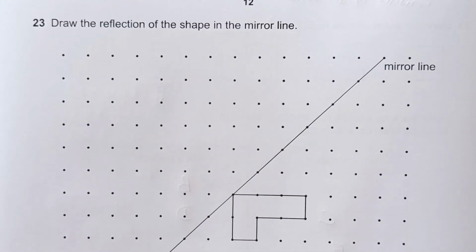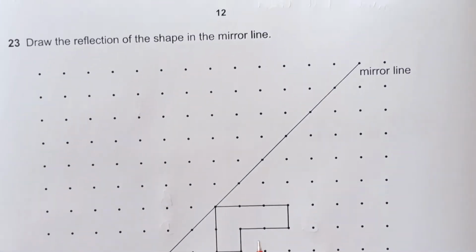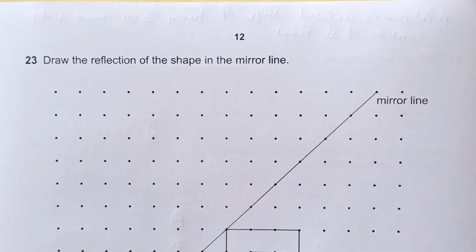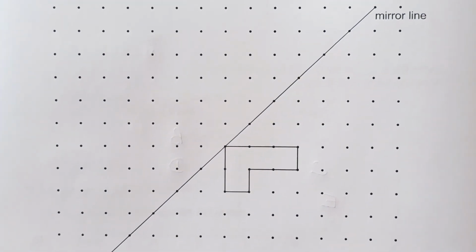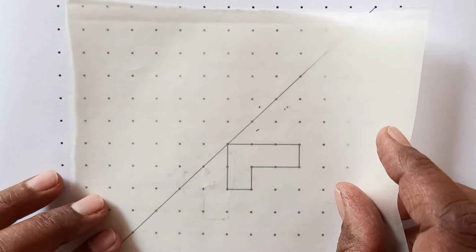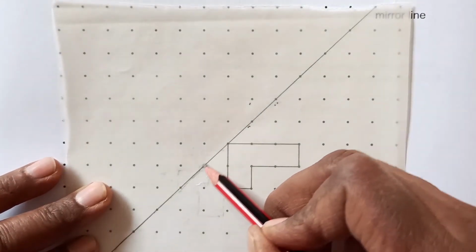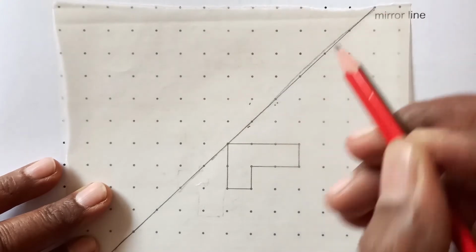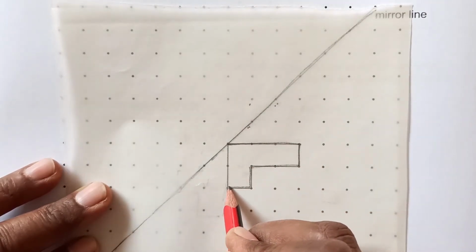Number 23. Draw the reflection of the shape in the mirror line. This is the mirror line, and we are going to reflect this. I'm going to tell you a very simple way to do that. This can be done very easily by using tracing paper. So here is a tracing paper. I'm going to draw first the mirror line here, and then we are going to trace this one, right?